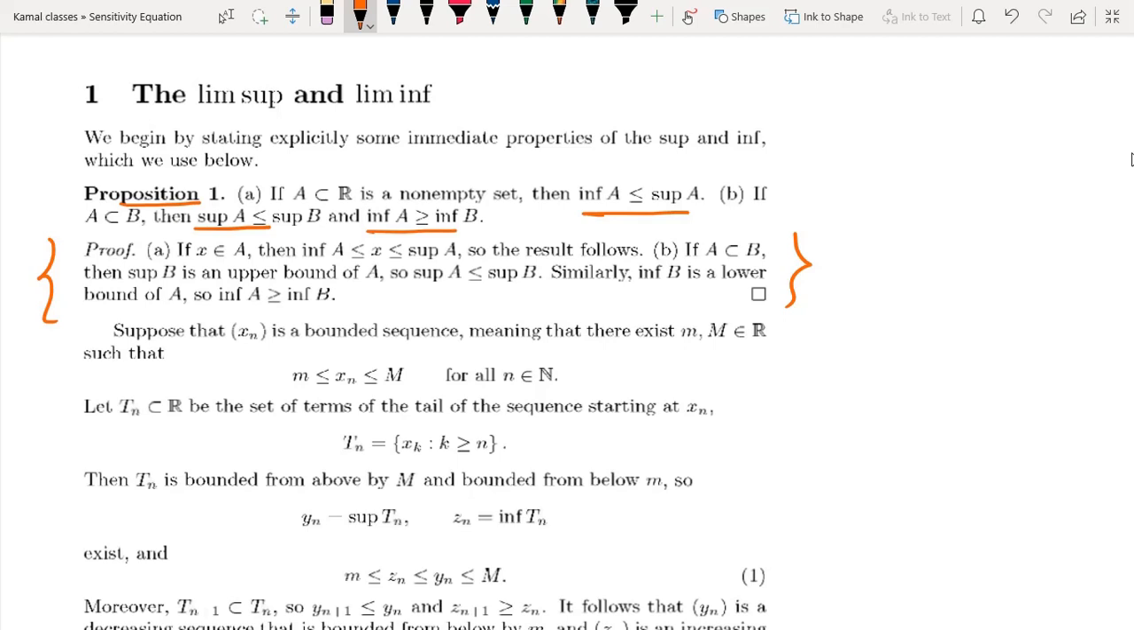But they are telling that, suppose x belongs to A. So obviously, if x belongs to A, then the infimum of A is going to lie between the infimum of A and the supremum of A. Okay, and due to that reason, these kinds of things are obvious. Similarly, in part B, A is a subset of B, then the supremum of B is an upper bound of A, so I can write it like this, and similarly I can write like this.